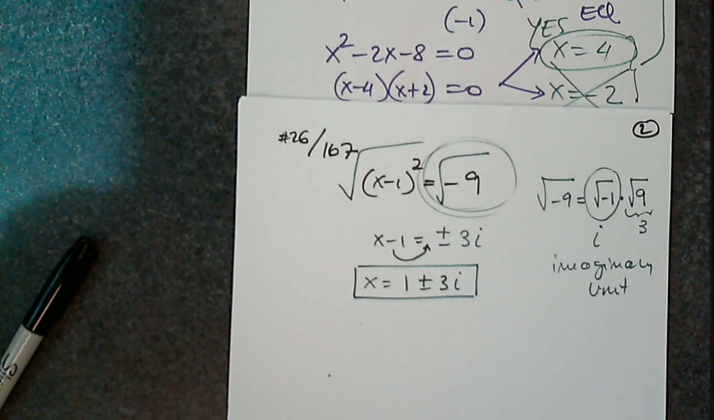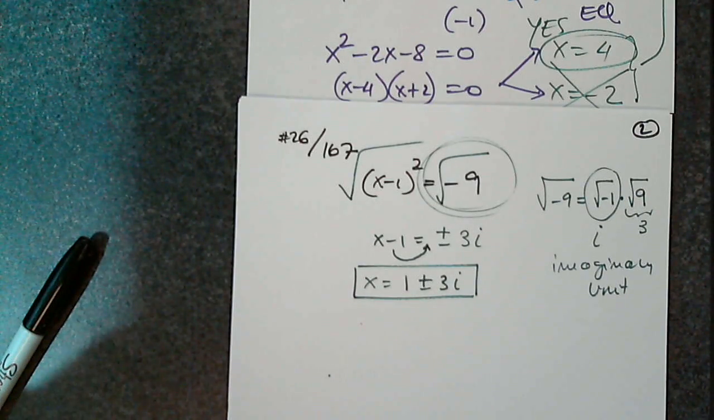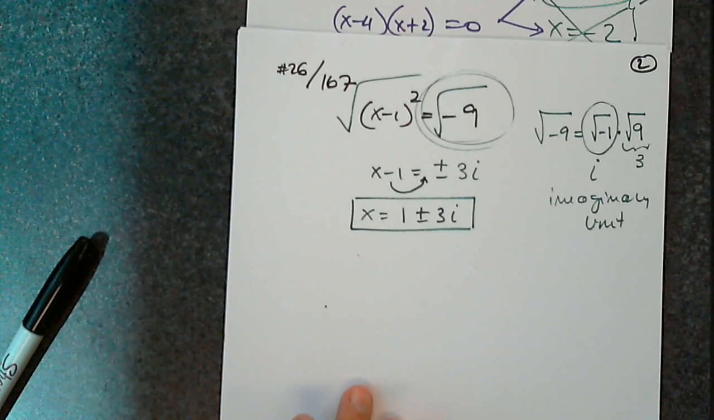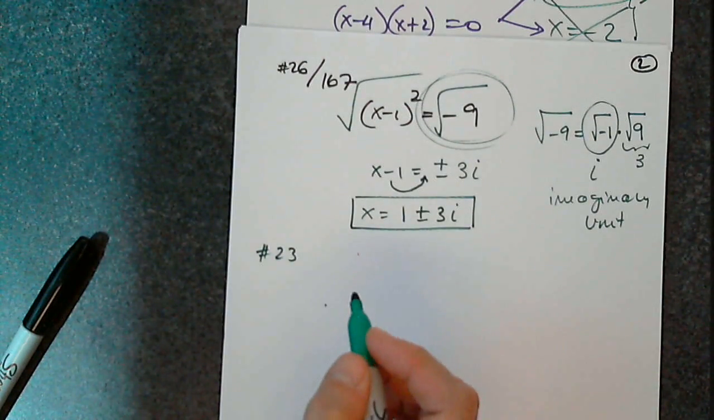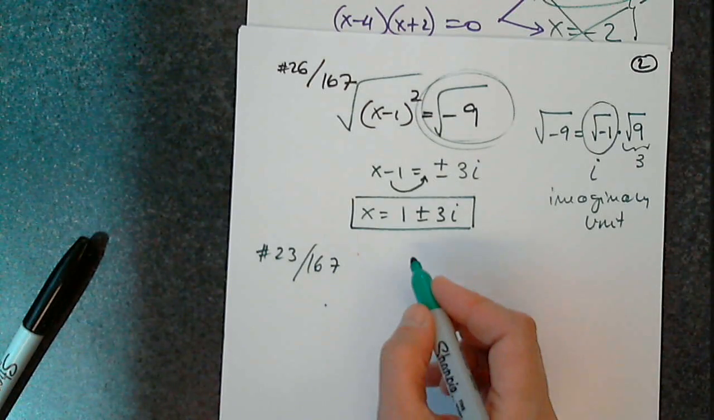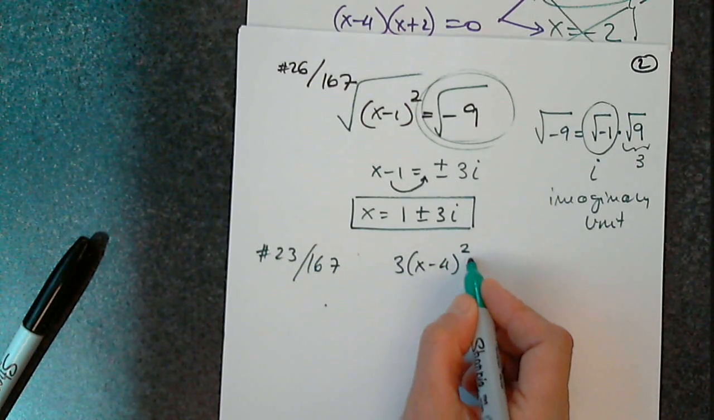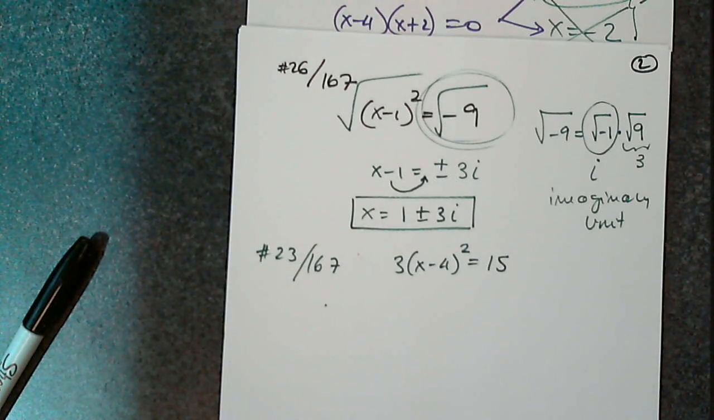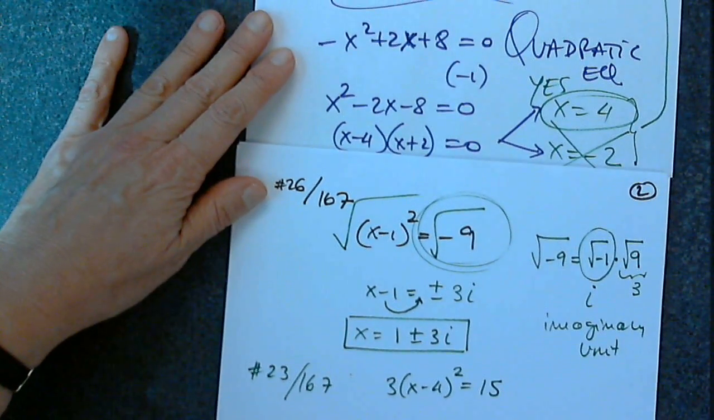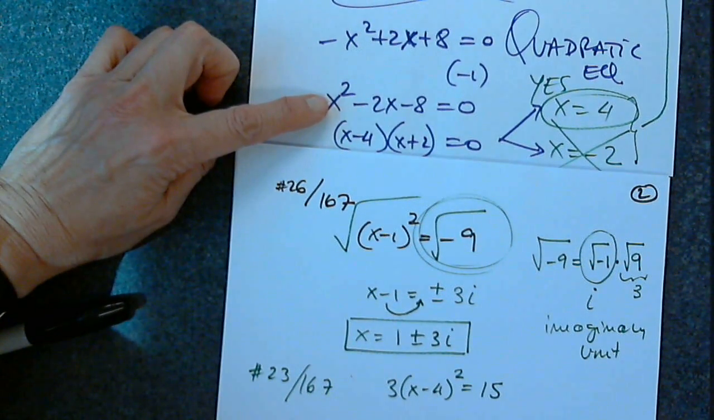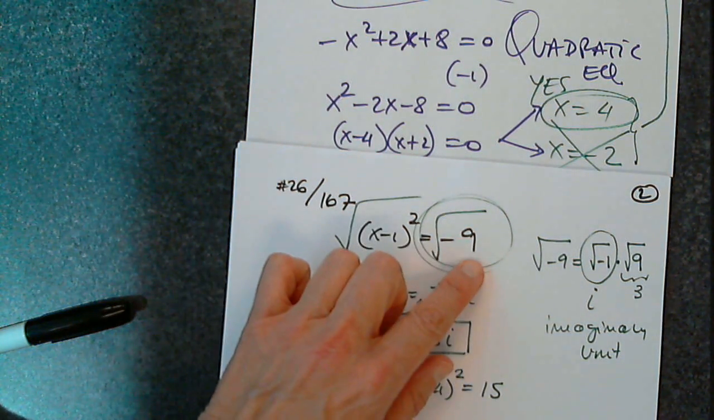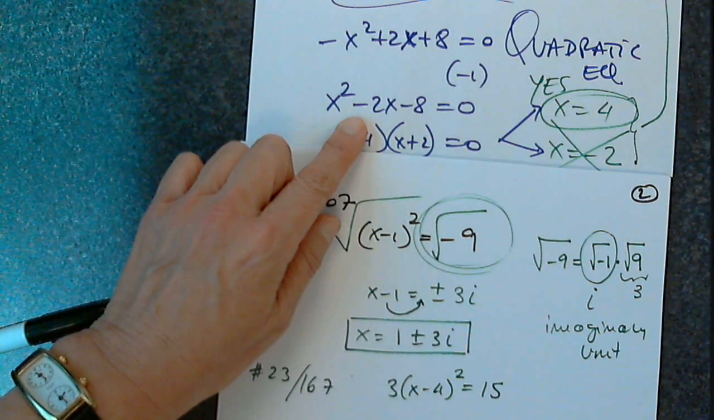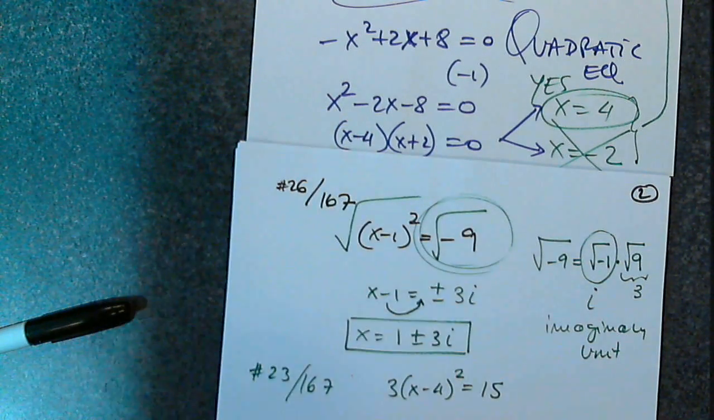Let's work on one more with taking square roots and then continue with the next method, which is completing the square. So I'm looking at 23, which caught my eye on page 167, and that is 3x minus 4 squared equals 15. Now I want to point out something here. Look at this equation. Could I have used taking square roots in this equation to solve for x? Why didn't I take the square roots on that one? And I took the square roots on this one.